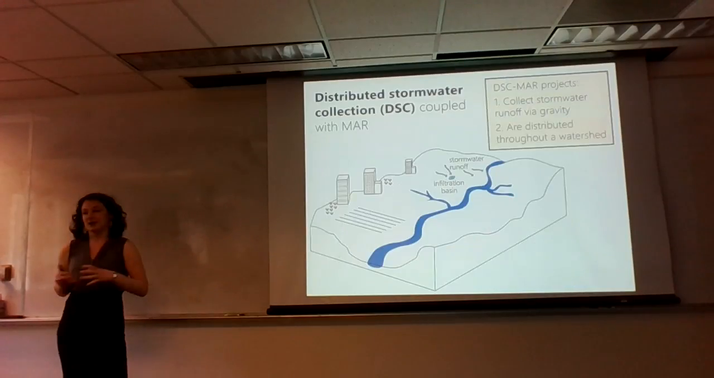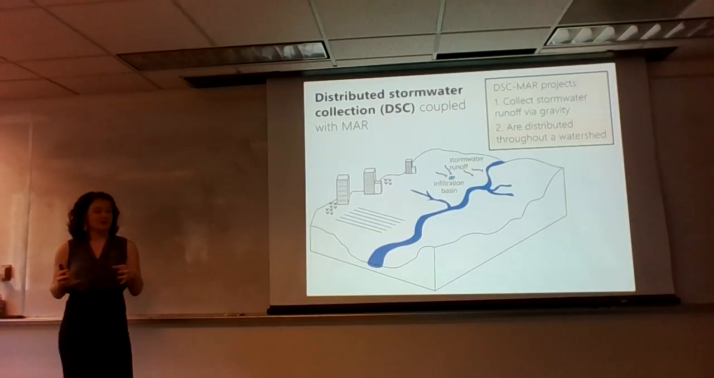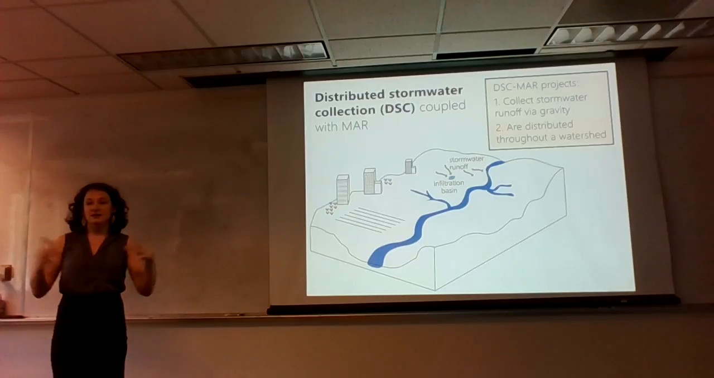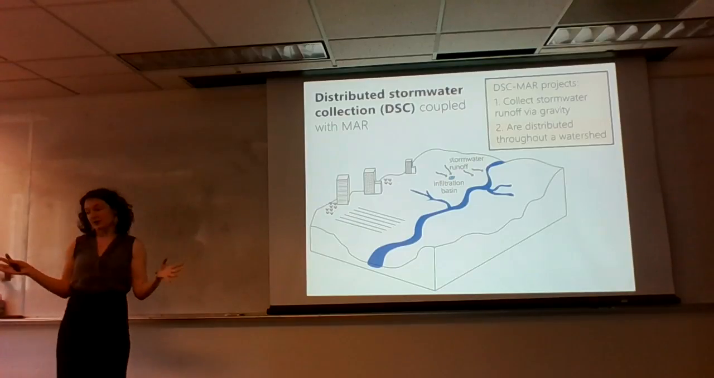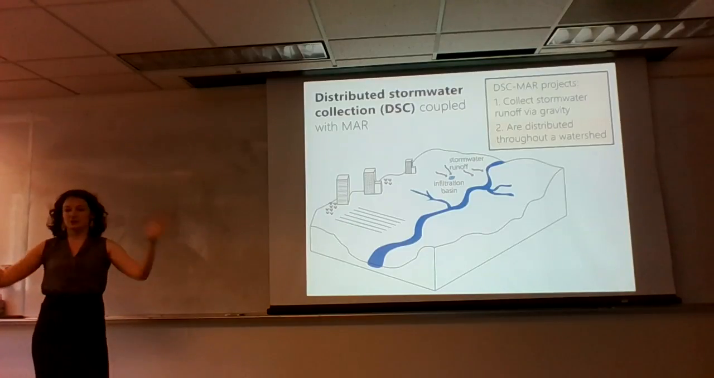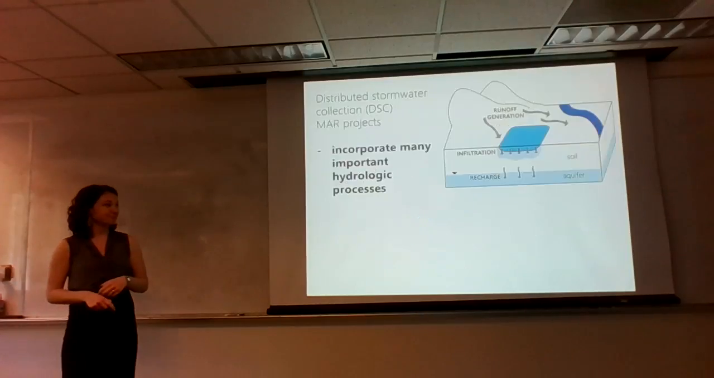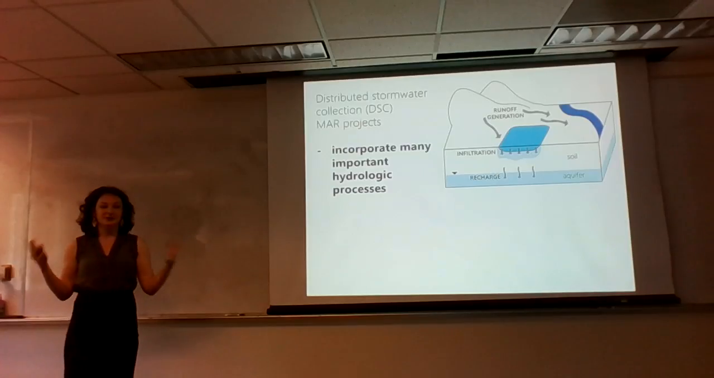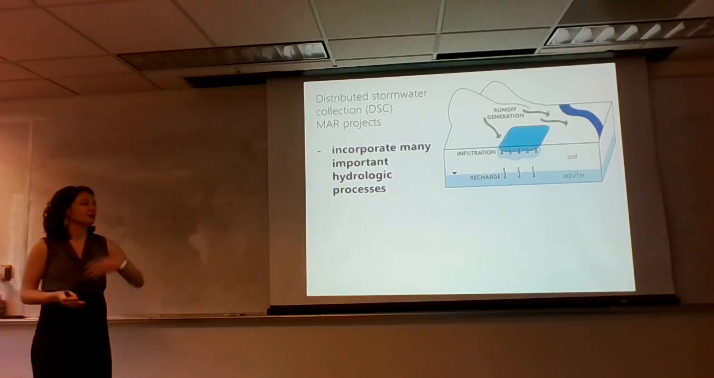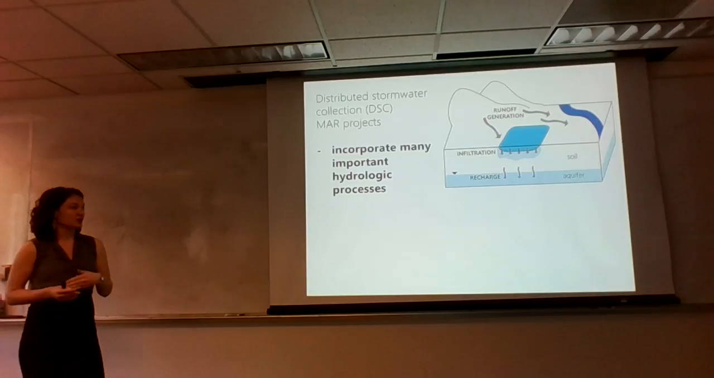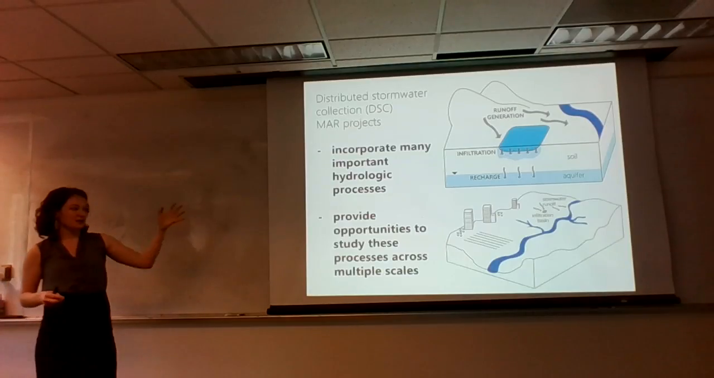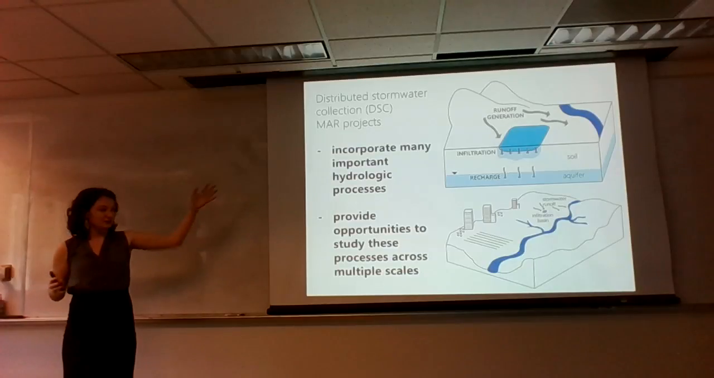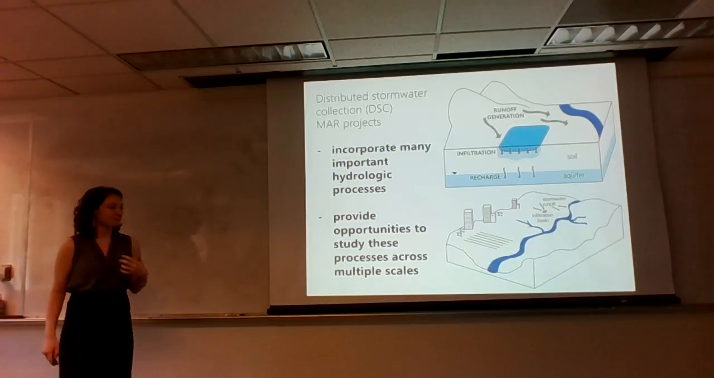Another important aspect is that individual DSC MAR projects are typically very small, and the idea is to distribute many of them throughout a watershed. Collectively, many sites can have a large benefit on water supply, and it also ensures that benefit is distributed throughout a watershed. DSC-MAR projects also give us an opportunity to study many important hydrologic processes, including runoff generation, infiltration, and recharge. And they let us study these processes across multiple spatial scales, including individual field sites as well as entire watersheds.